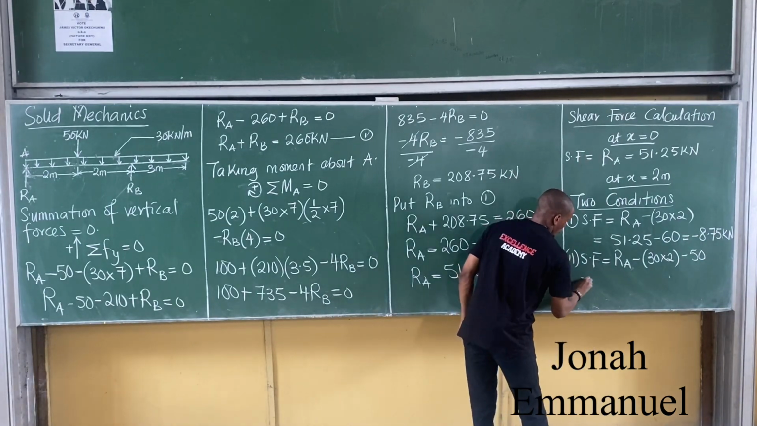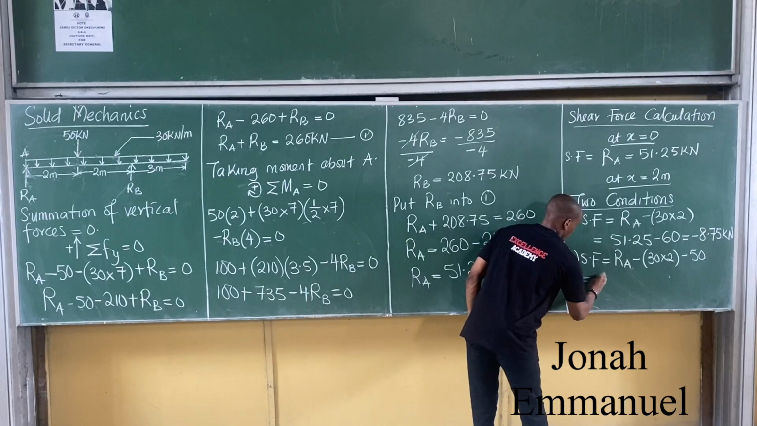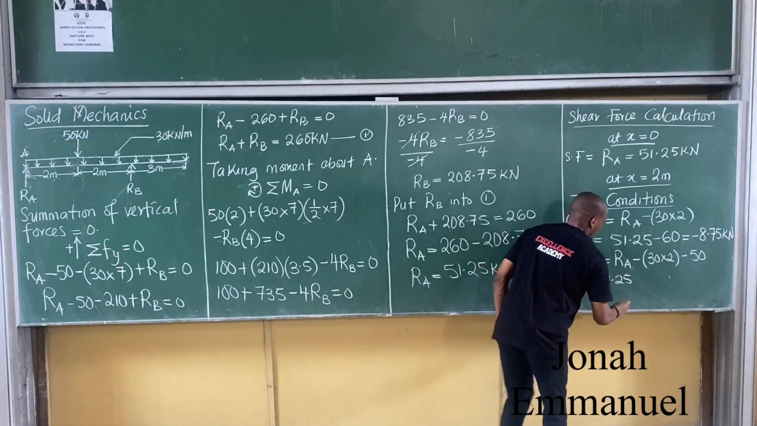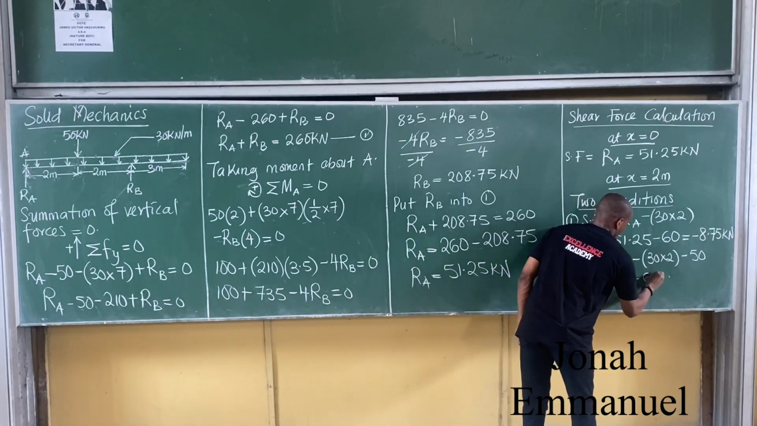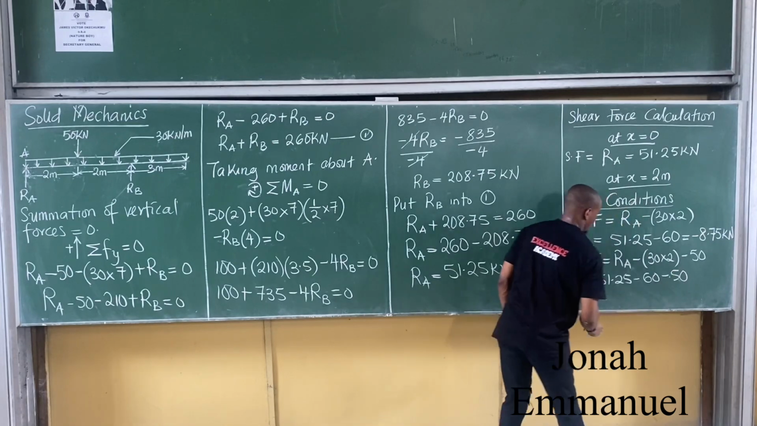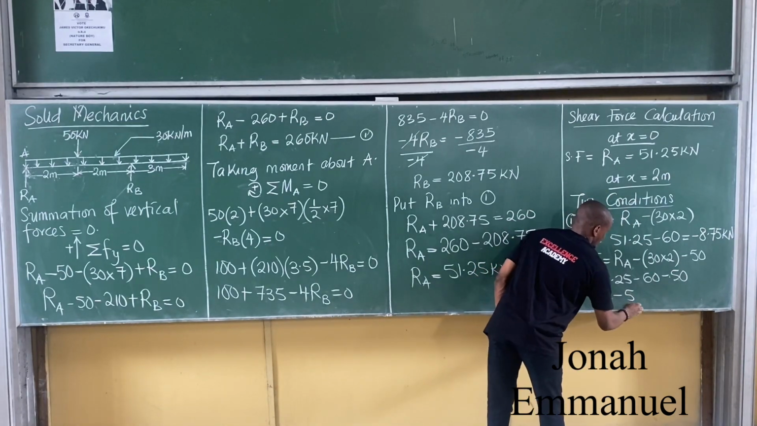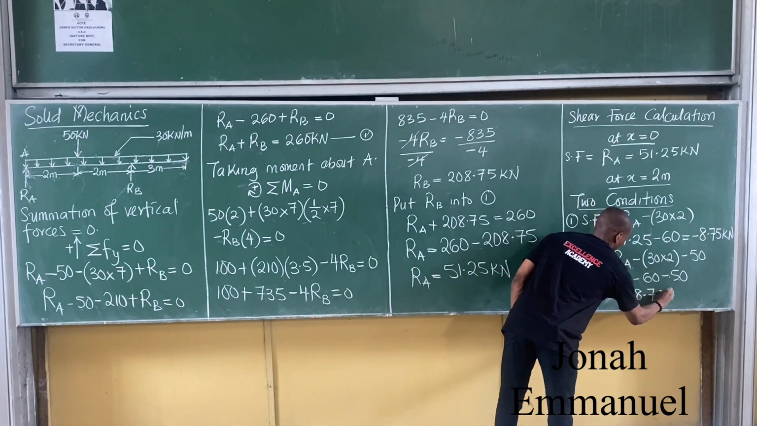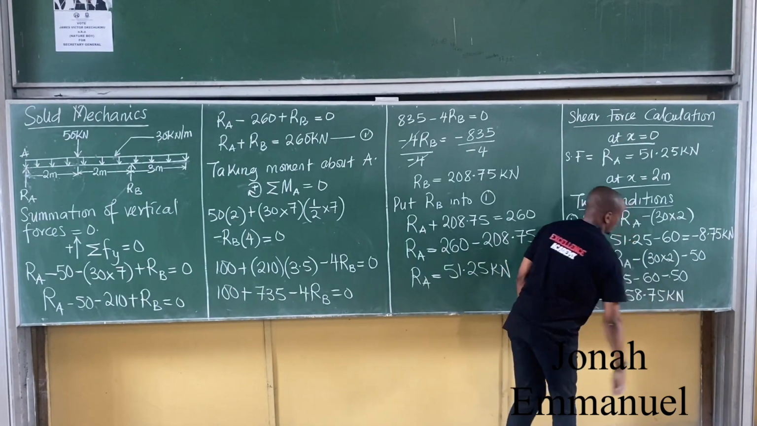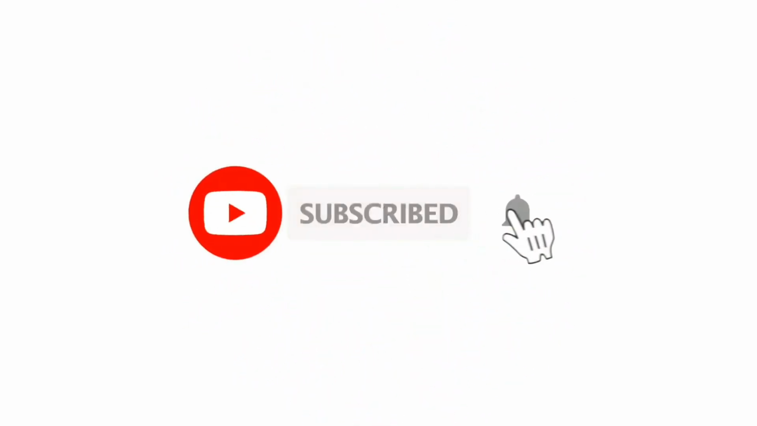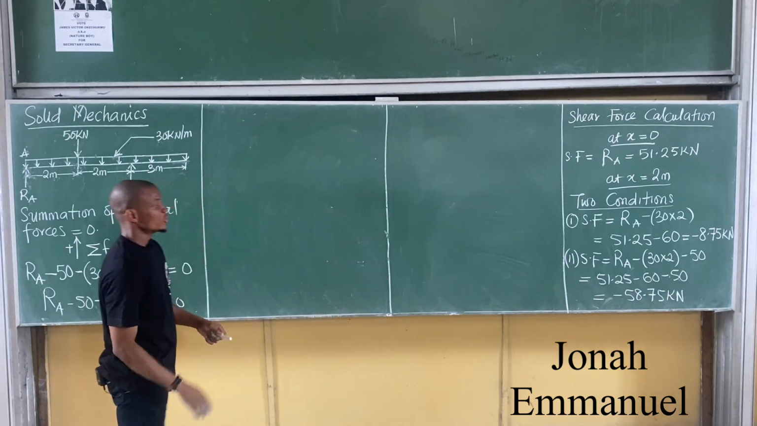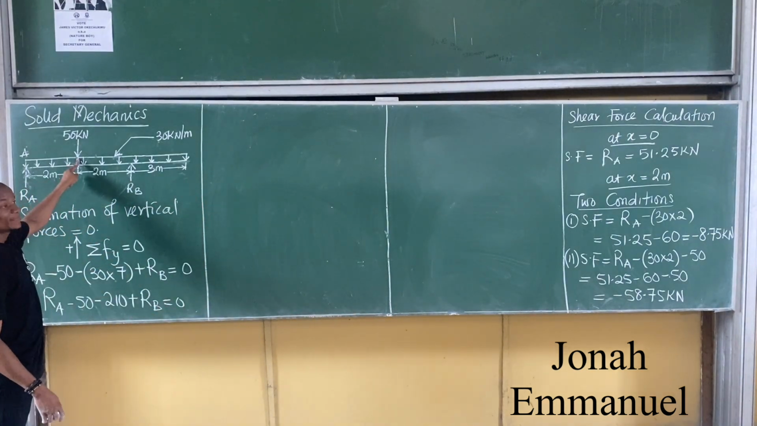So this is equal to RA, which is 51.25, minus 60, minus 50. Please give me this value. Minus 58.75 kilonewton. Alright, let's proceed. So we're done with two conditions at this point.